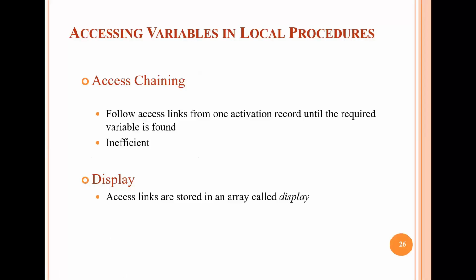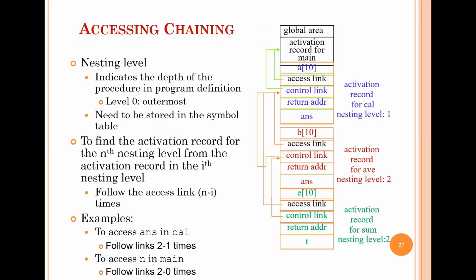Accessing variables in local procedures, we have two methods. First is access chaining, which follows access links from one activation record to another activation record. And the second method is using displays. We will be considering both these methods in the coming slides.